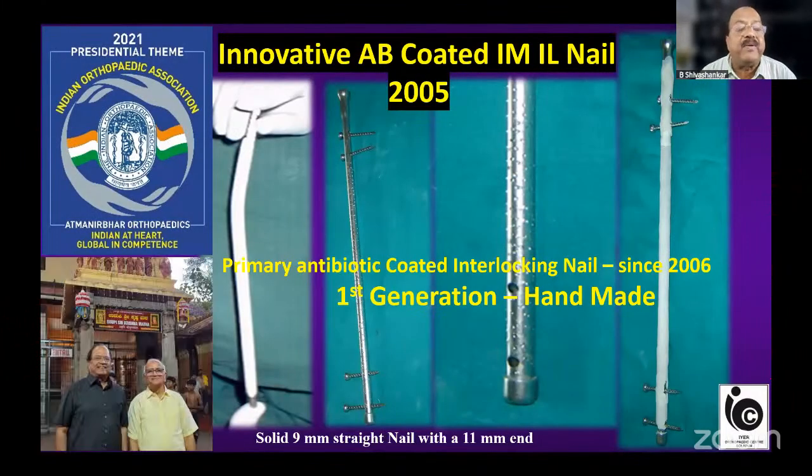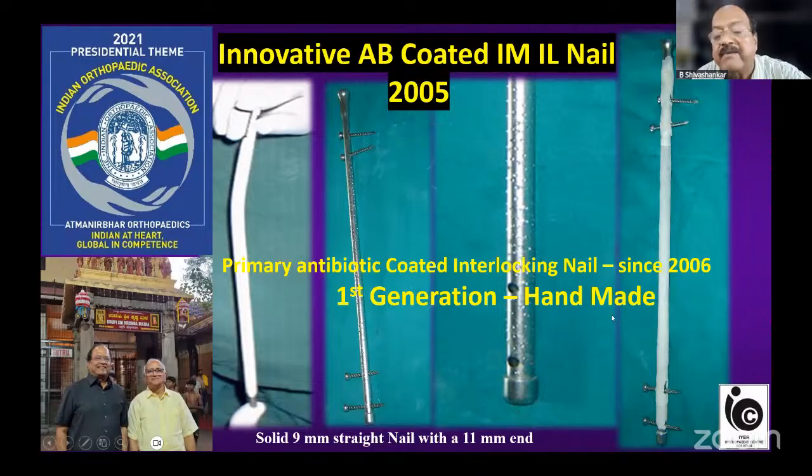Sometime in 2005, myself and Dr. Pradeep Kotadia were operating together on one case, and we were unable to remove the cement. That's when we decided to start an antibiotic coated primary interlocking nail having a small bulb at the tip. This nail was designed in 2005.